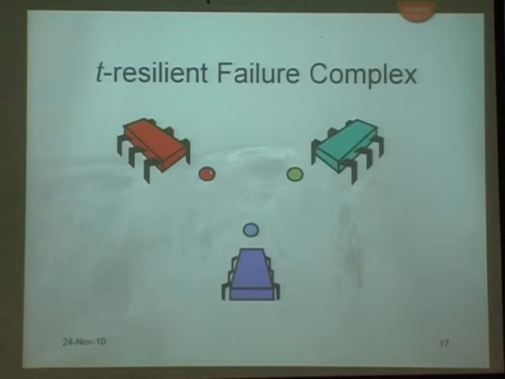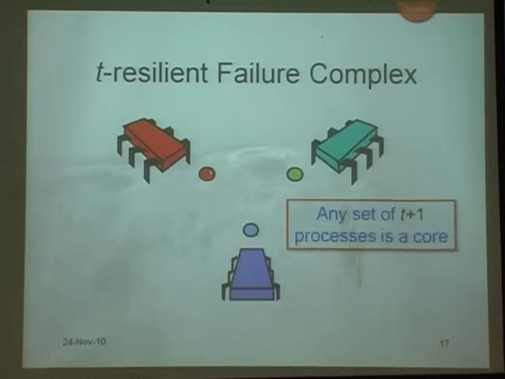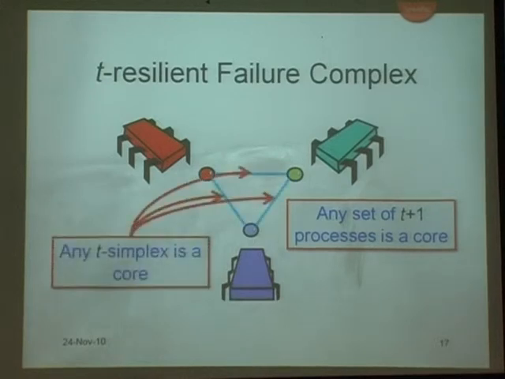In T-resilient world, this is one-resilient, any set of T+1 processes is a core. So any T of them can fail. So you pick any set of T+1 and you wait for one of them to show up. That's okay. And so any T simplex is a core, because T contains T+1 elements. So we can define these things combinatorially.